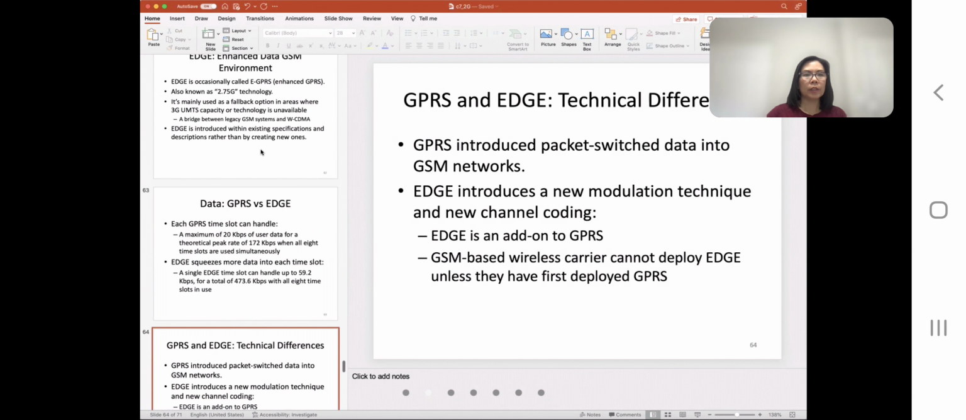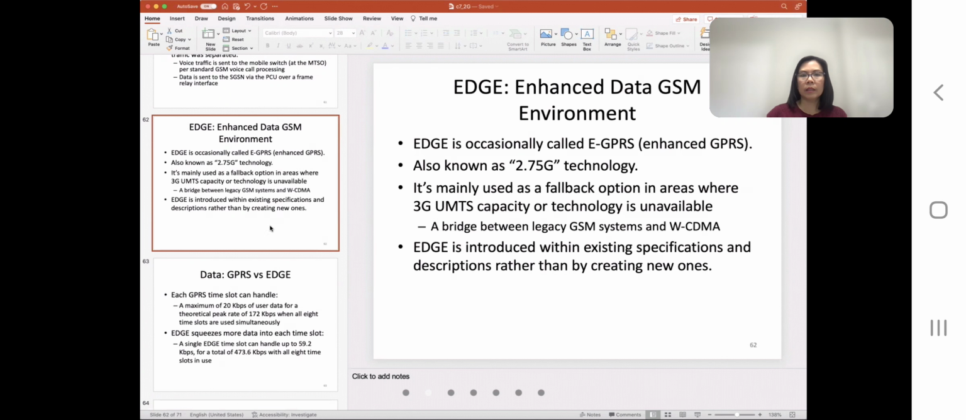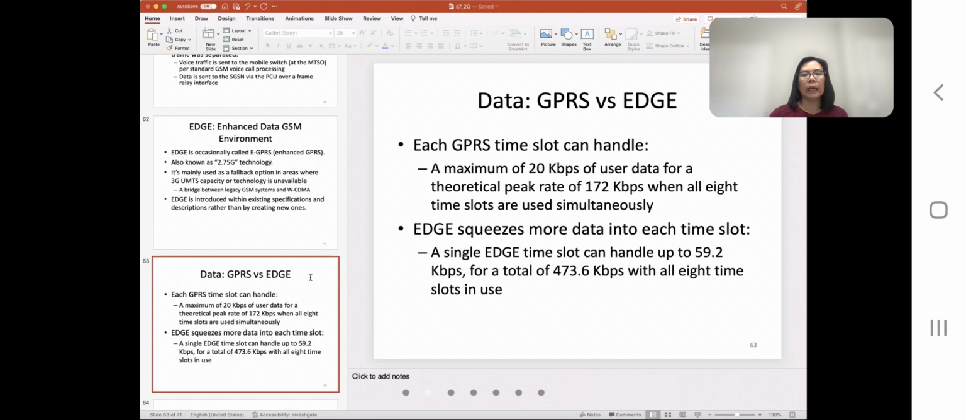EDGE can squeeze more data into each time slot. A single EDGE time slot can handle up to 59.2 kilobits per second, about 3 times more than GPRS, for a total of 473.6 kilobits per second when all 8 time slots are in use.